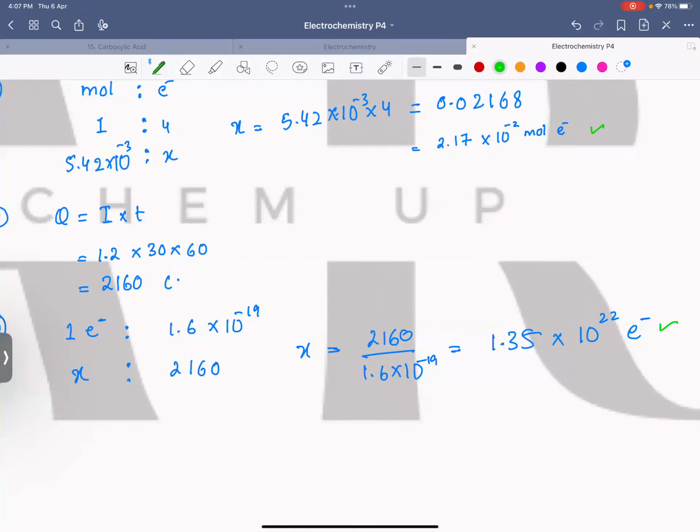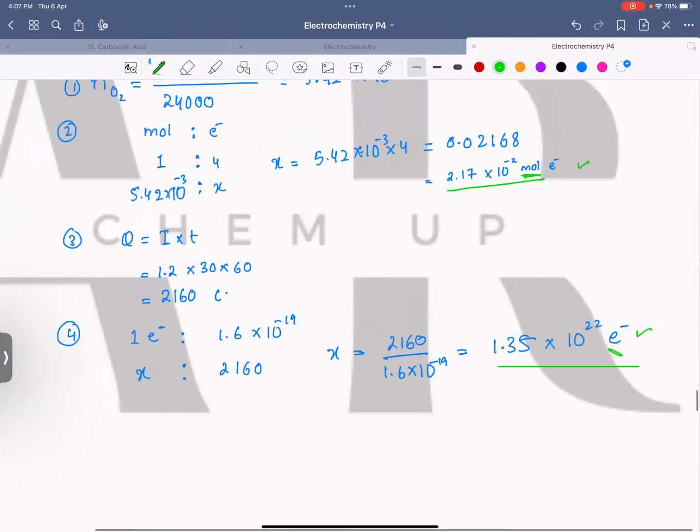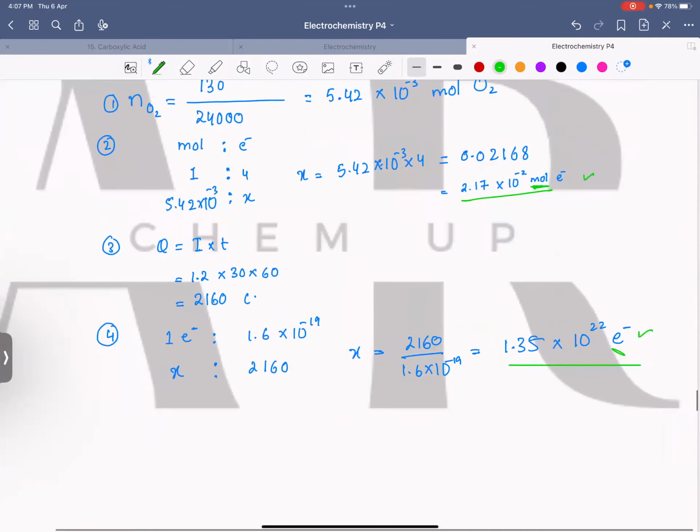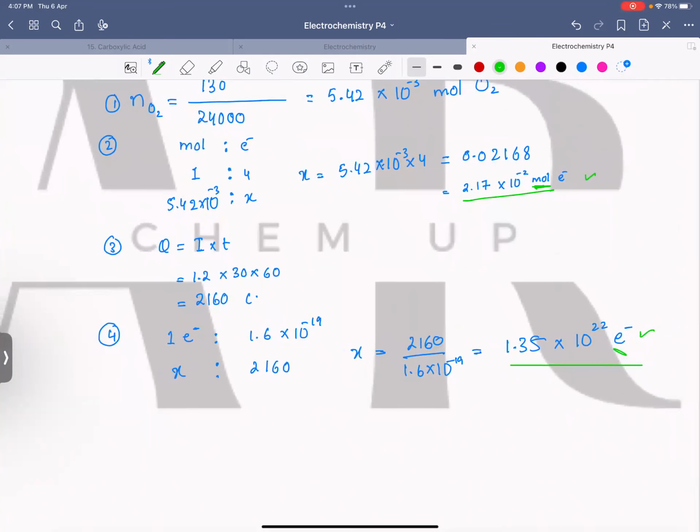What are these two? These are the moles of electron, and these moles of electron have this many electrons. That is the mole, see? And these are the number of electrons. So in the second part, I calculated the number of moles of electron. And in the fourth part, I have calculated the total electrons present in that number of moles. So I got this relation, right?